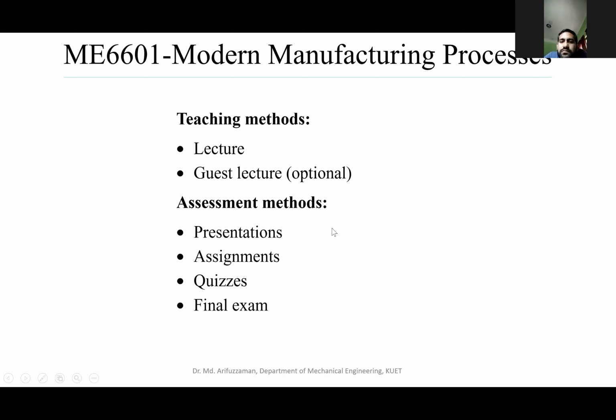And the assessment methods are 4 actually: presentation, assignments, quizzes, and final exam. I'm not weighing this yet, how much percentage is involved in which one. I'll decide about it later, how many marks will be in the final exam and how many marks will be in the quizzes, so that you get the most out of it. Most benefit would be yours.